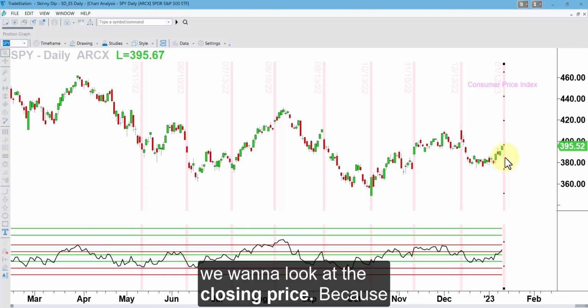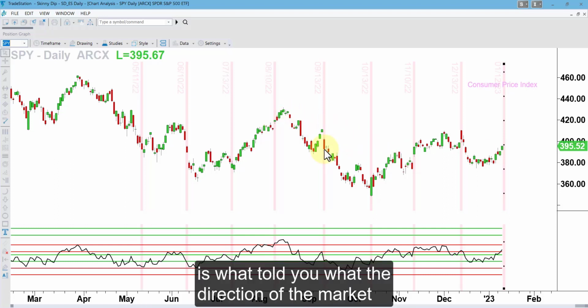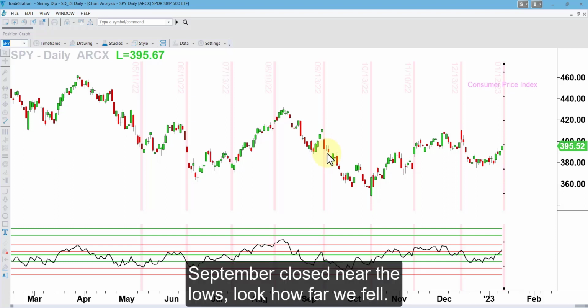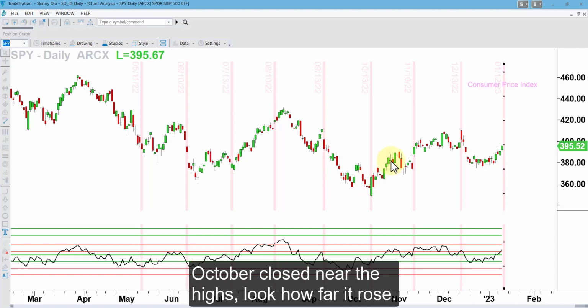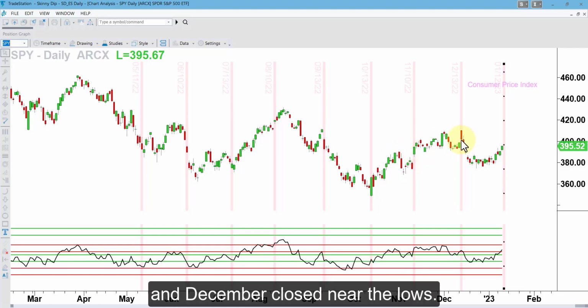But then, given the way that the data is interpreted and what shakes out over the day, we want to look at the closing price. Because guys, the closing price on any of these CPI days is what told you what the direction of the market was going to be next. Check it out. September, close near the lows, look how far we fell. October, close near the highs, look how far it rose. November continued that rise, closed right near the highs, and December closed near the lows.